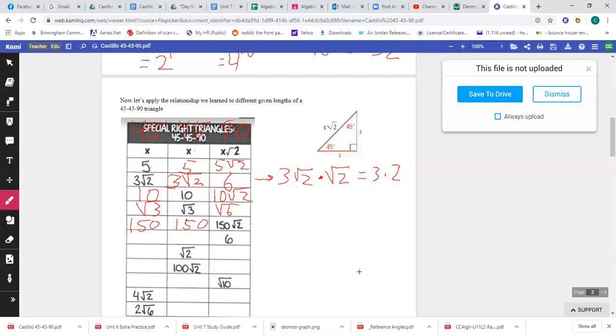$150, right? If you follow the pattern, if you know the hypotenuse is 150 root 2, the leg should be 150. Yep. We're going to skip this one right now. And now let's just go ahead and do the next 2. So I know this should be root 2. And then to get the hypotenuse, all I do is multiply root 2 times root 2. And that's equal to 2.